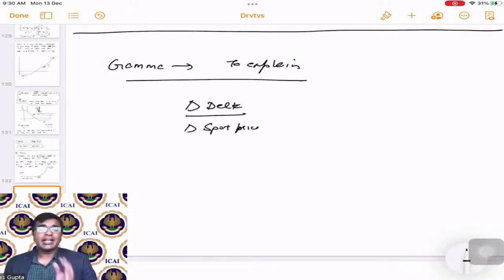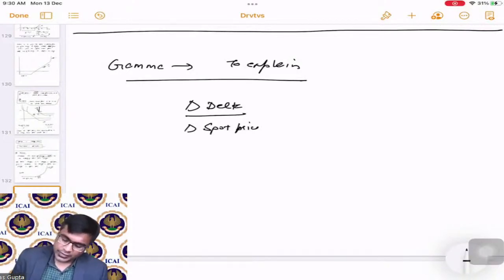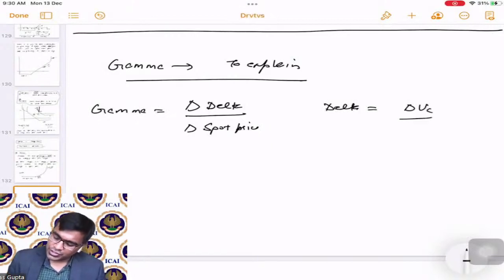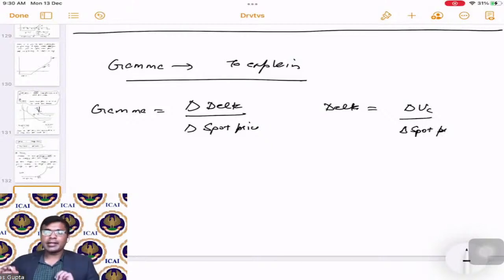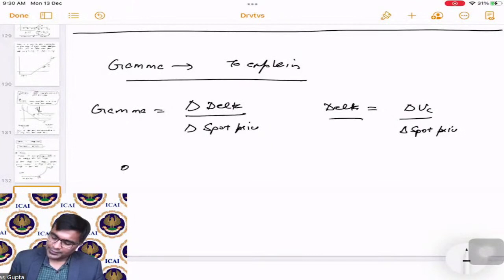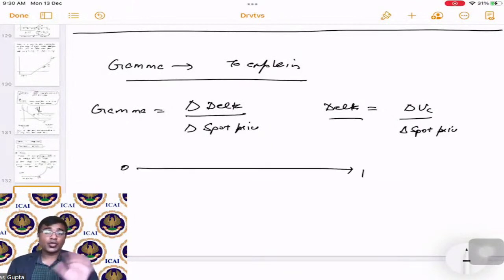Now we know that delta is what? So this is gamma and this is delta. Delta is change in value of call option divided by change in spot price. Okay, now it is clear. Now delta changes from 0 to 1. Correct? Delta is not a constant number. It will keep on changing as the spot price changes. That we have already seen while going through the delta definition.